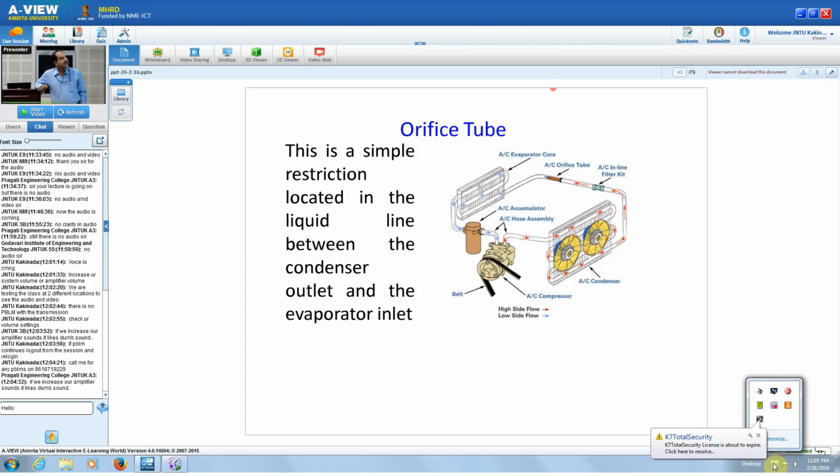So this is the orifice tube. The simple restriction in the liquid line between the condenser outlet and the evaporator inlet. Condenser outlet and the evaporator inlet. And this is the orifice tube. Right?